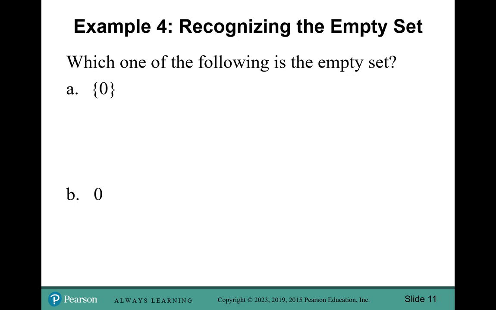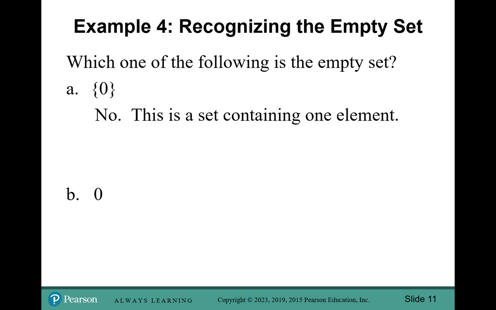So let's recognize the empty set. Which one of the following is the empty set? So this one is a set with 0 in it. Is this the empty set? No. This is a set containing one element. That element is 0. 0 is not empty. It's a completely different concept. Empty means absolutely nothing. 0 is essentially a number. A number is something. So it is not empty if it has 0 in it. 0 is a solution. Empty means no solution.